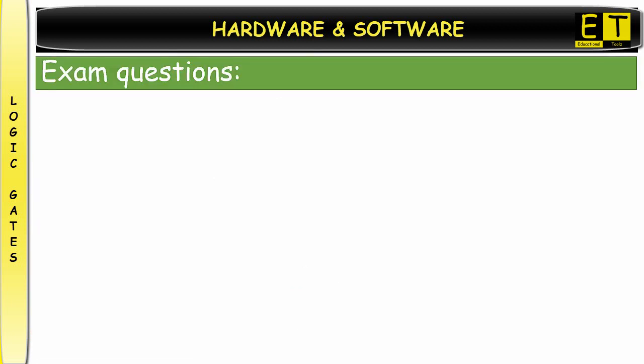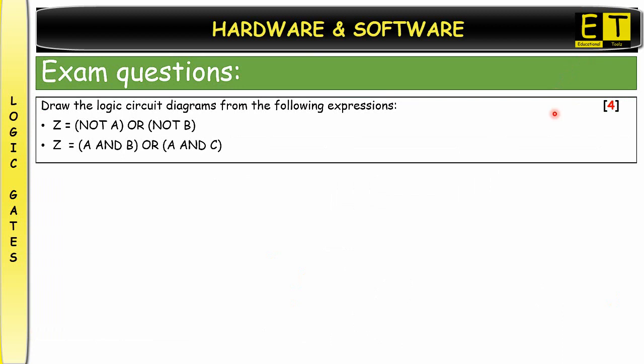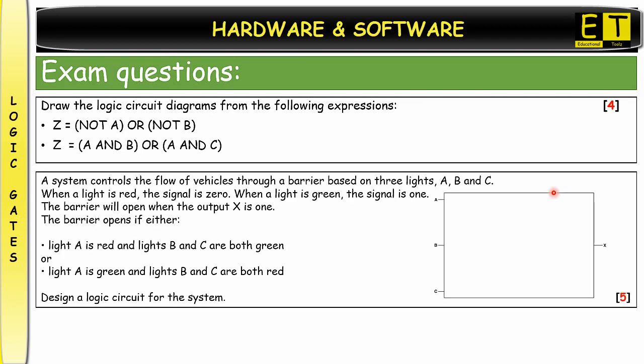It's time to have a go at some exam questions and to check what you've learnt so far. The answer to these questions will be in my next video. Draw the logic circuit diagrams for the following expressions. Z equals not A or not B. Z equals A and B or A and C.